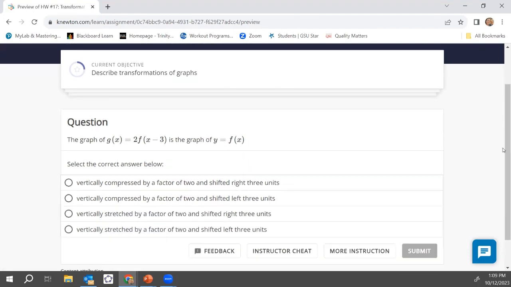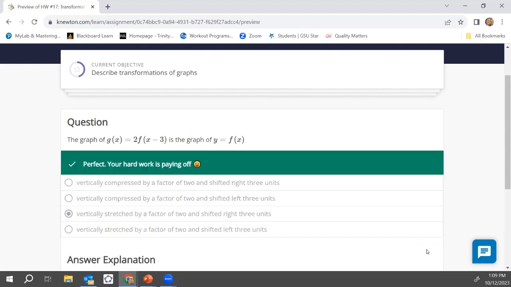Okay, so let's look at this one. The 2 is out front, and according to our notes, that is going to make it narrower when the number out front is larger than 1. So it's going to stretch it by a factor of 2, and then we are shifting 3 to the right because it's minus 3. So inside, that's always the opposite.